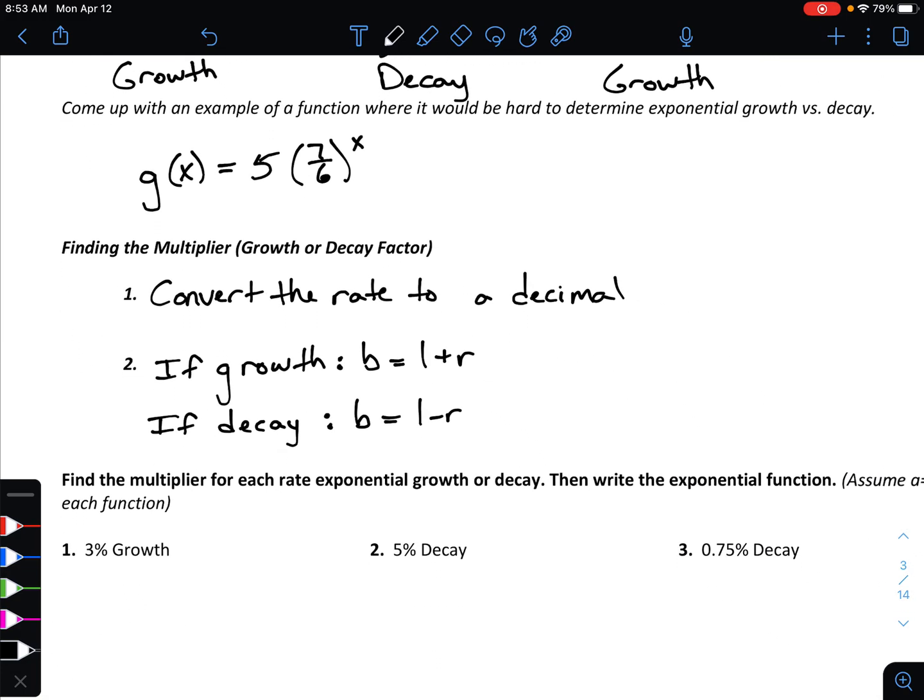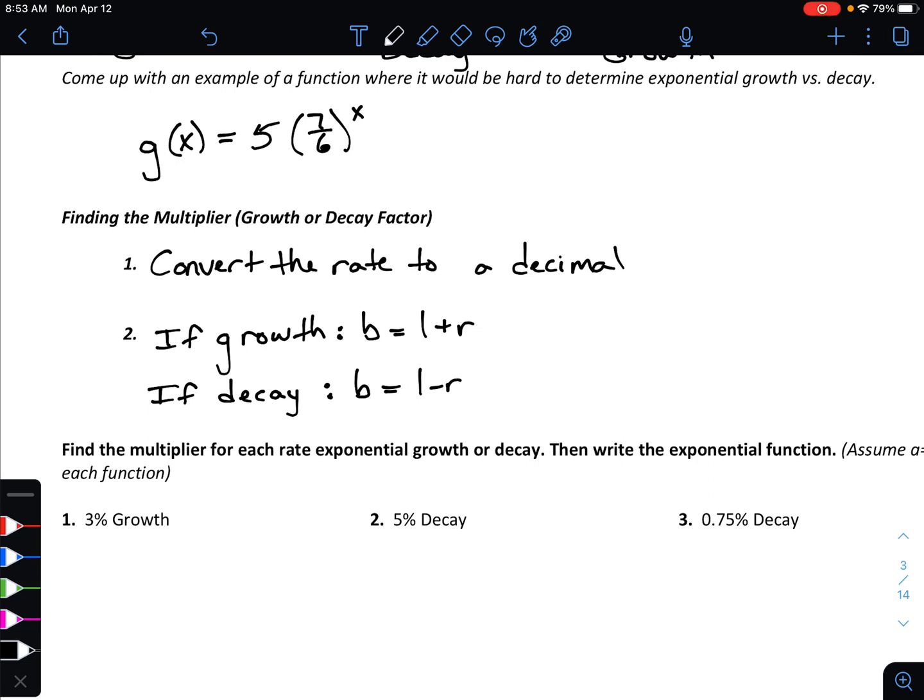For the very last part of today's notes, we're going to talk about how to find a multiplier. Now the multiplier, remember, is the same as the b value. So when you see that word multiplier, that's what you want to be thinking of. And really, it's kind of a two-step process. Step number 1 is we're going to convert whatever rate we're given to a decimal. So oftentimes you're given a percentage, it's growing by 20%, it's decaying by 5%, and you want to convert that to a decimal first. So remember, to convert a percentage to a decimal, just divide by 100 or move the decimal place 2 places to the left. Either way will work.